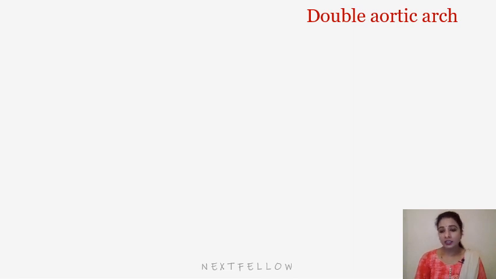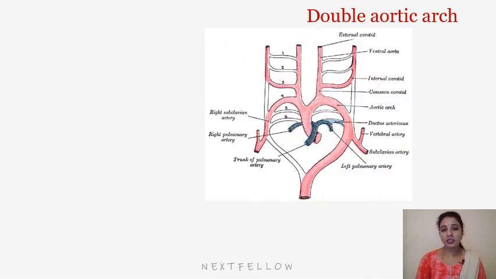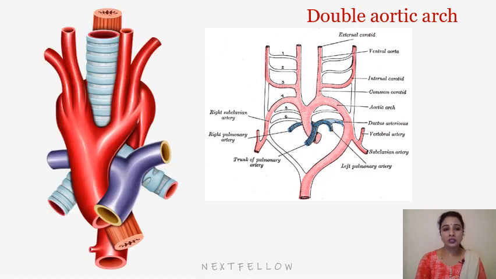So let's see some congenital anomalies associated with this. First one is the double aortic arch. Double aortic arch results from the abnormal persistence of the distal part of the right dorsal aorta, and it leads to the formation of a double aortic arch, which forms a vascular ring around the trachea and esophagus and causes compression.